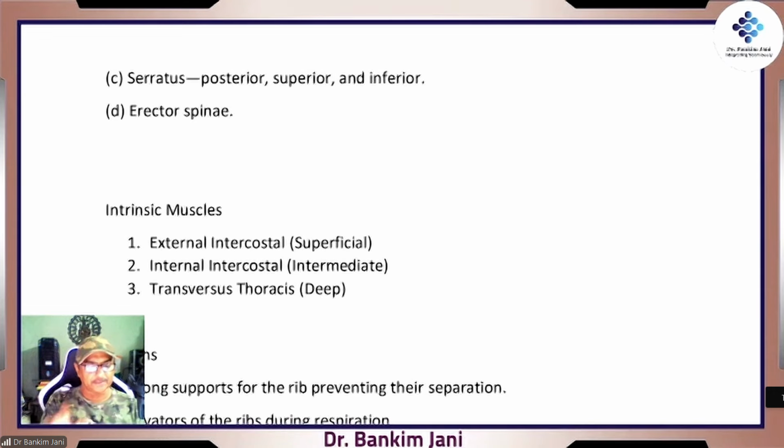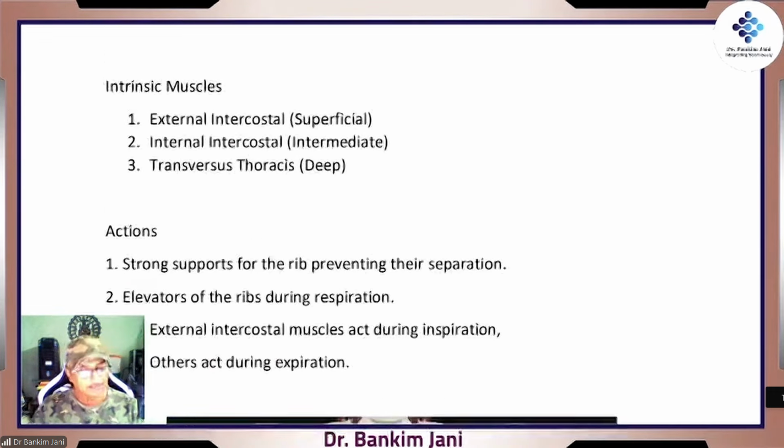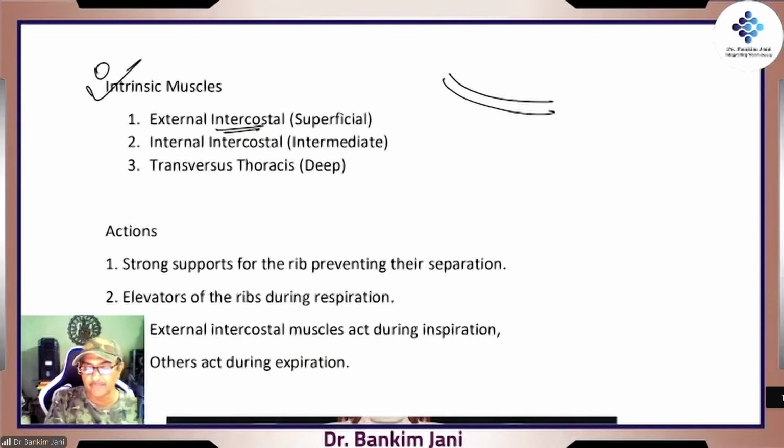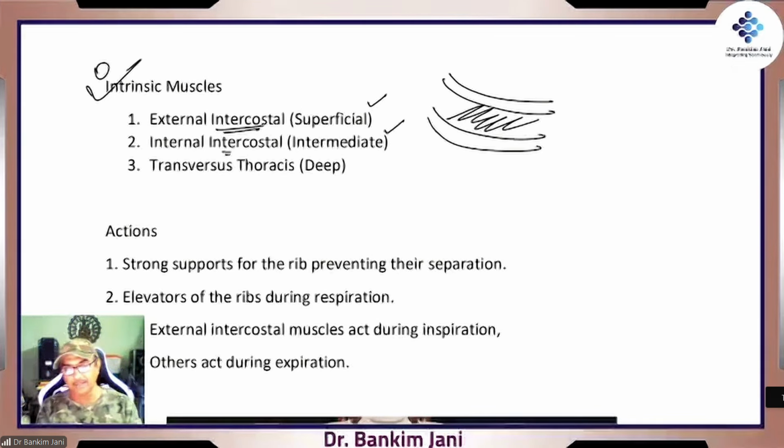Then serratus posterior, serratus inferior, and the spine muscles. These are the intrinsic muscles, which are inside. This is the external intercostal. This is one rib, this is another rib, and in between is the external intercostal muscle. The external intercostal is superficial. The internal intercostal is another one, which is intermediate. And the deep one is the transversus thoracis. See the angle: one runs like this, another like this. Such a beautiful mechanism.